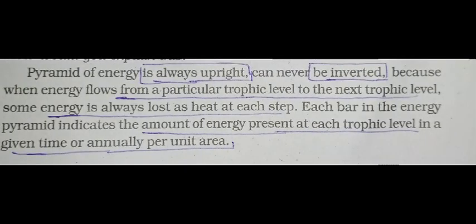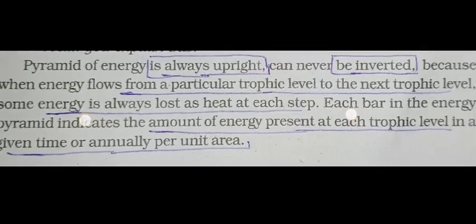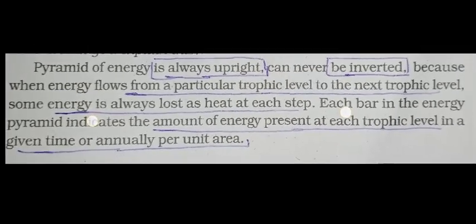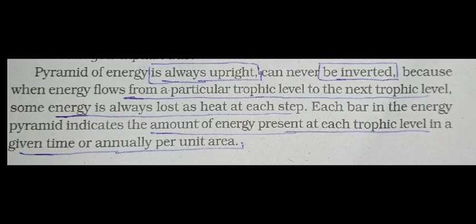Now see this paragraph: pyramid of energy is always upright, can never be inverted. Why? Because when energy flows from a particular trophic level, means first level, to the next, means second trophic level, some energy is always lost as heat at each step. Okay, each bar in the energy pyramid indicates the amount of energy present at each trophic level in a given time or annually per unit area.